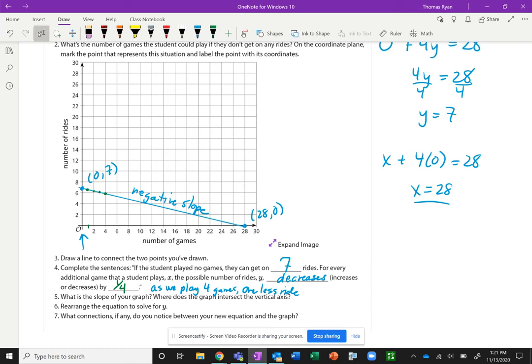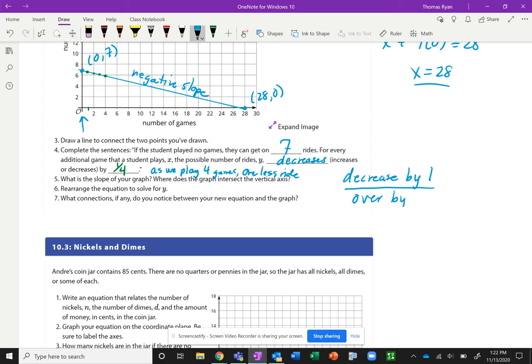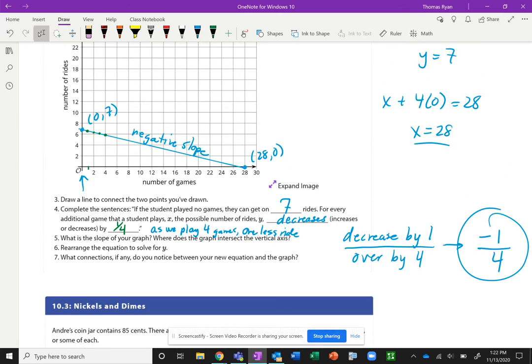So it says, what is your slope? Again, we have to think. Our slope is we decrease by 1 as we move over by 4. So this should tell us, and if you know this, that's great. If not, we'll build on it, but decrease would be negative. We decrease by 1 as we move over 4. So our slope is negative 1/4. And it says, where does the graph cross the vertical axis? Well, we know. It's at 7.